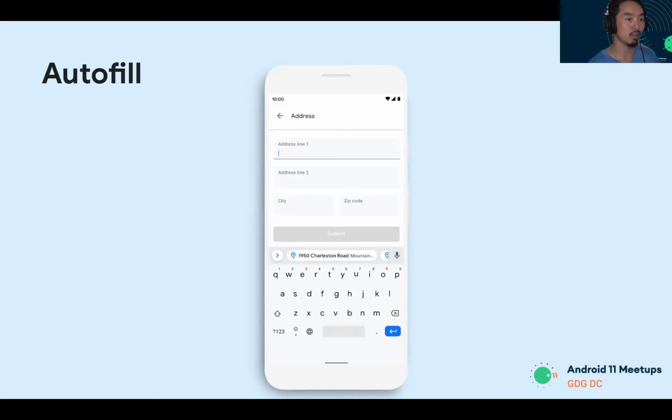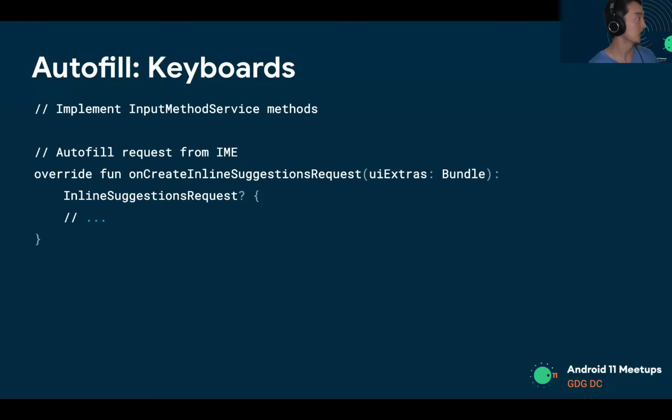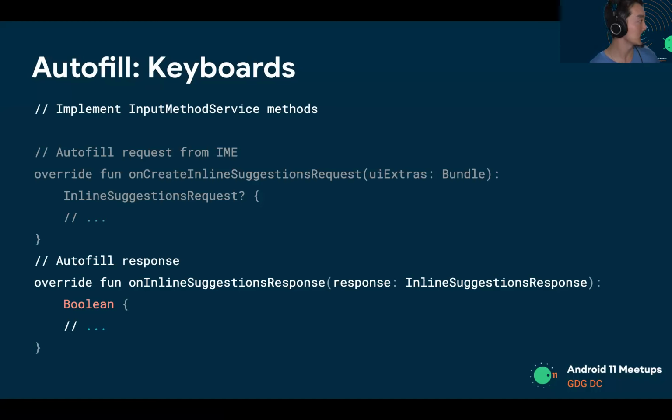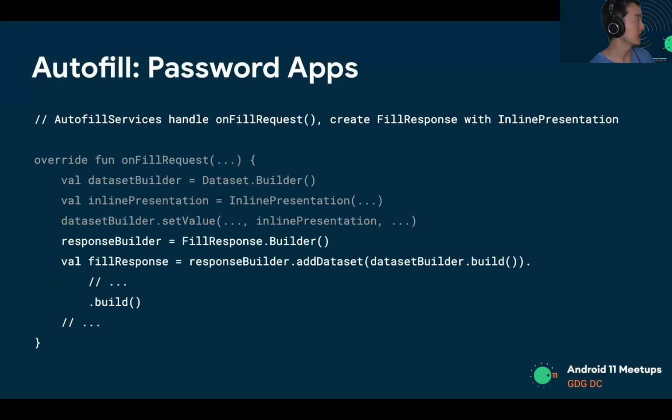And the way to hook into that, for the keyboards, you just have to implement a couple of input method service methods, specifically two of them, one for the request and one for the response. The request is for when the keyboard is asking for suggestions, and the response is for whether it should be showing suggestions or not. And then if you're building a password app, you can also handle the onFillRequest method. From there, you just create a dataset, create an inline presentation, and build the response, and you should be good to go.